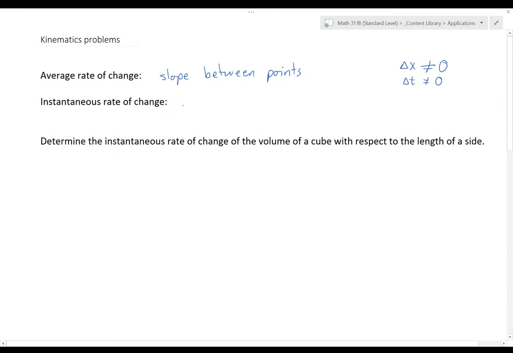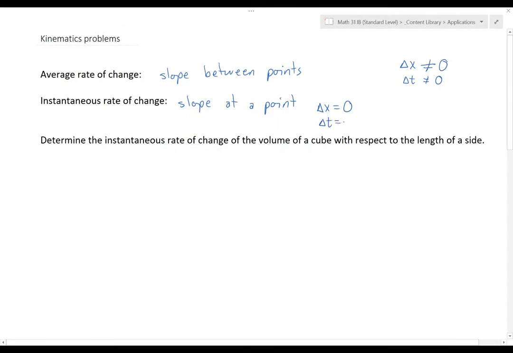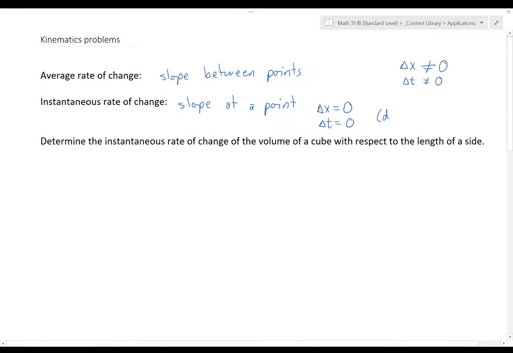An instantaneous rate of change is a slope at a point. So in other words, when delta x does equal 0, or delta t does equal 0, depending on the variable that we're using. And for this, we would use the derivative.